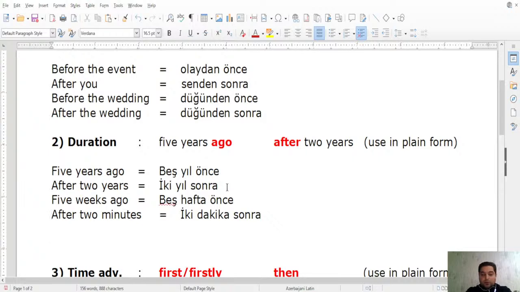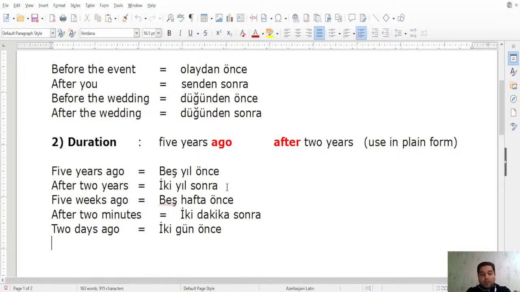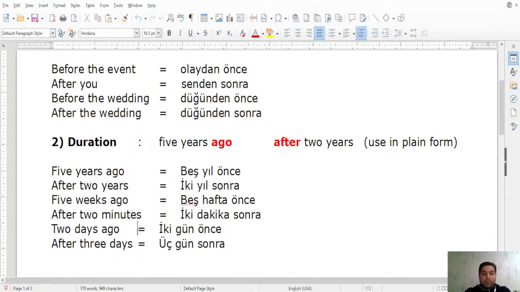Or 2 days ago, 2 gün önce, right? 2 gün önce. After 3 days, 3 gün sonra, right? 3 gün sonra. And that's basically how you continue, okay? That's the way you do it.